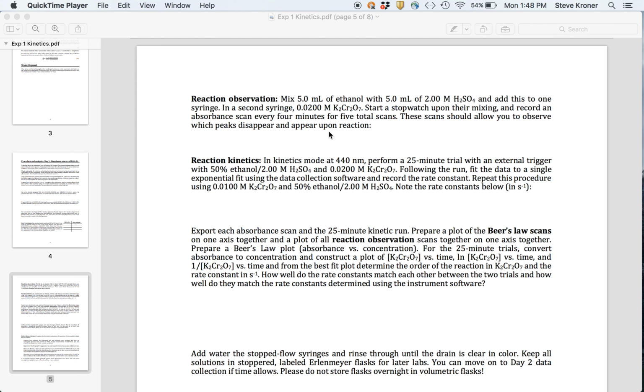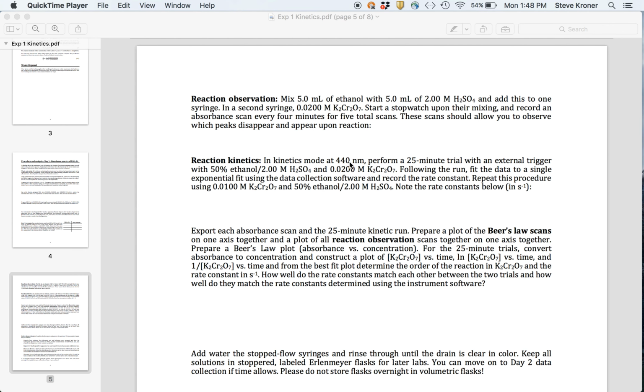So we're going to get a sense in about 20 minutes of what peaks are disappearing and what peaks are growing in, just to verify that we're really seeing the loss of the yellow-orange color and the formation of some new color that we can observe at a different wavelength in the UV-Vis spectrum. Another thing we can do is actually use kinetics.